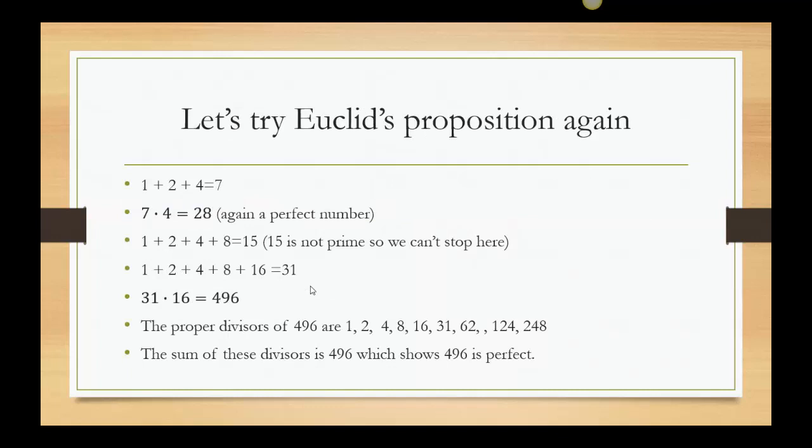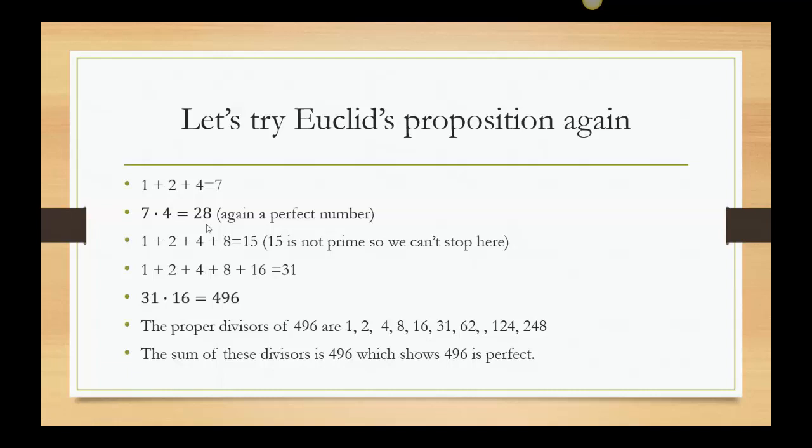So let's go back to 1. We doubled it to get 2. Now we double it again, we get 4. Let's add that up. 1 plus 2 plus 4 is 7. Okay. Then I take the 7. I multiply it into the number before it, which is 4. 4 times 7 is 28. And if you remember, 28 is a perfect number.